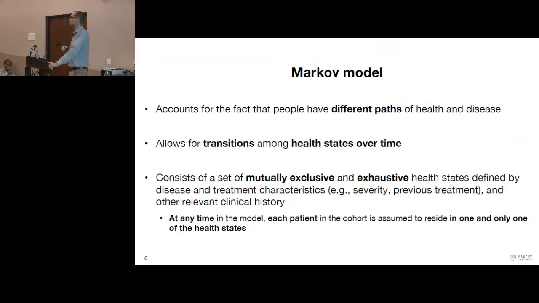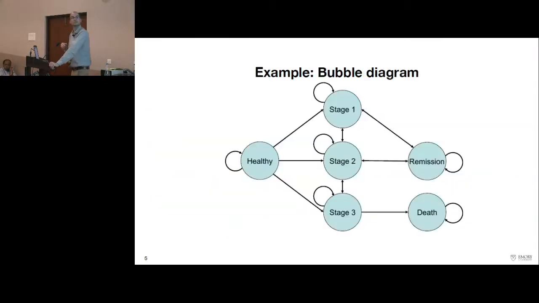Explain this Markov model also. I'm just about to do that. So it's a specific type of model that accounts for the fact that people have different paths of health and disease. They can change health states over time, and it allows for transitions among health states over time. So those are all these arrows.